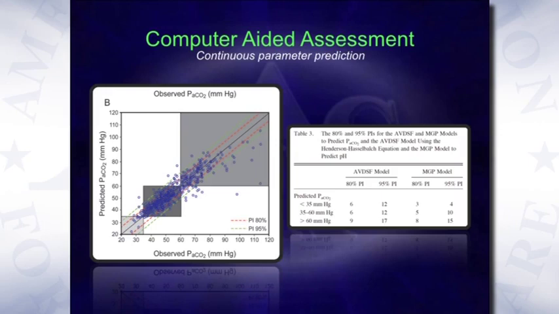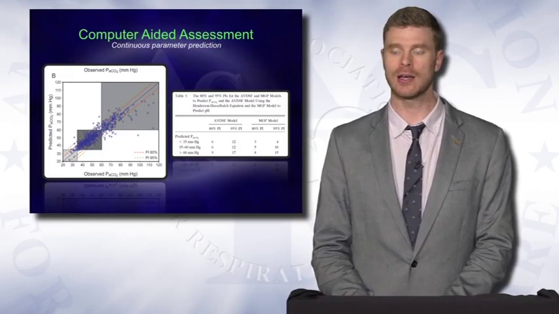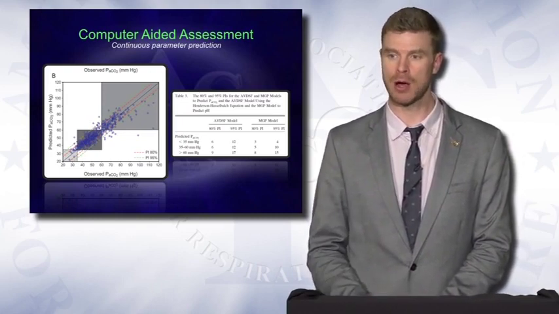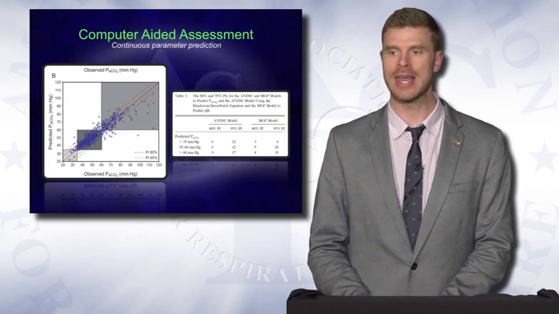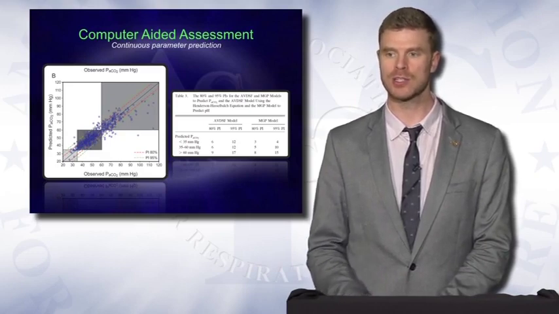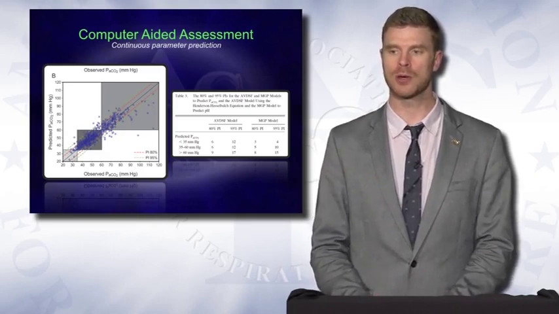However, if we look at their specific results, we can find some bin ranges, and the authors provide us with a prediction interval, or the percentage of the population that fell within a specific range for 95% of the population and also 80% of the population. For patients who had a PaCO2 less than 35 millimeters of mercury, we can look at their MGP model, which was the best performing model. The 80% prediction interval was plus minus 3 millimeters of mercury. 95% was plus minus 4, not too bad. For 35 to 60, the ranges increased, plus minus 5, plus minus 10. And for greater than 60, the range increased even more, plus minus 8 or plus minus 15.